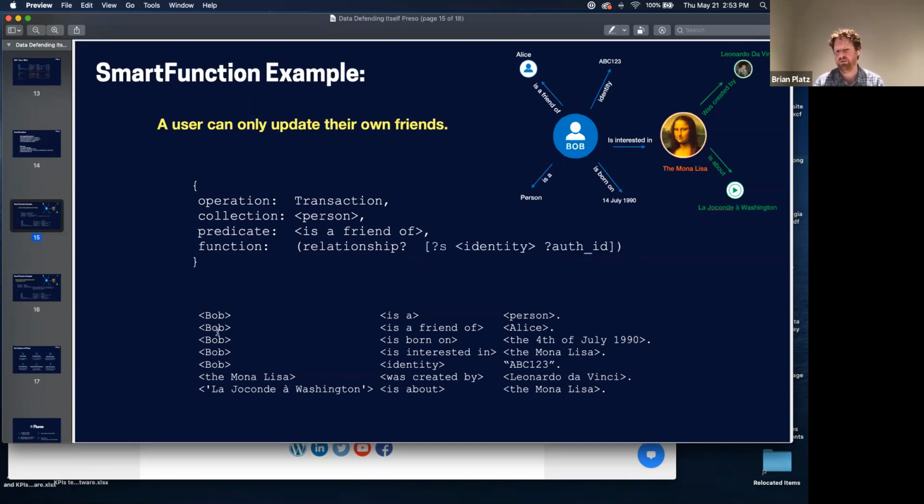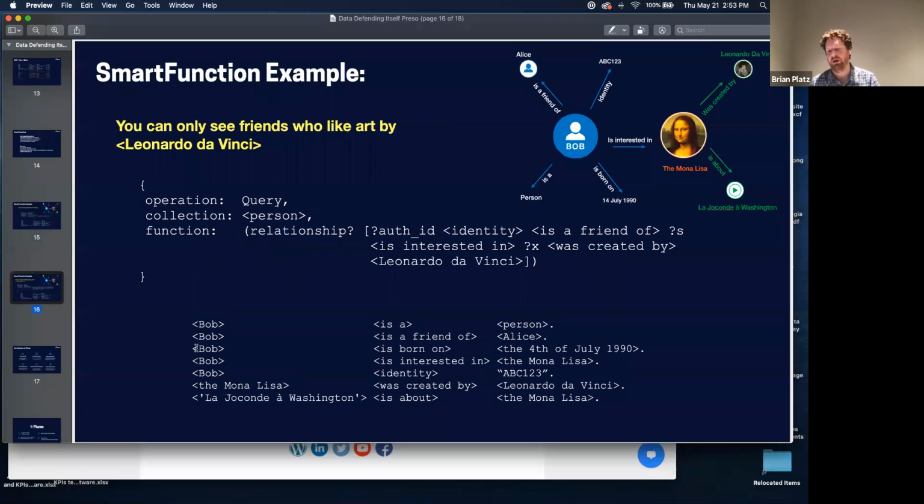And this one simple rule basically says that Bob's the only one who can update Bob's friends. No one else in the system can update Bob's friends. And if anyone ever tries to, it would reject that capability. Very simple rule, but very powerful, would apply to everybody.